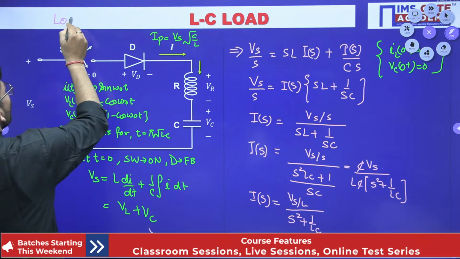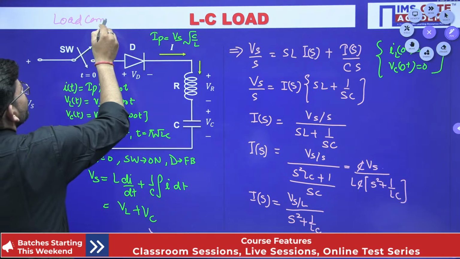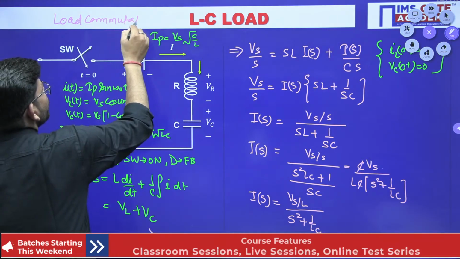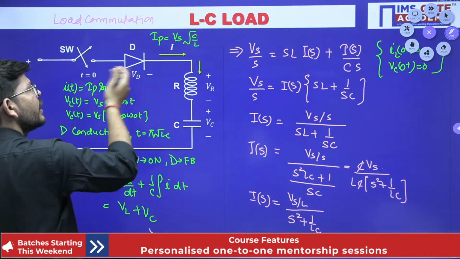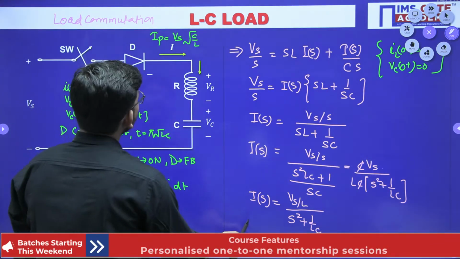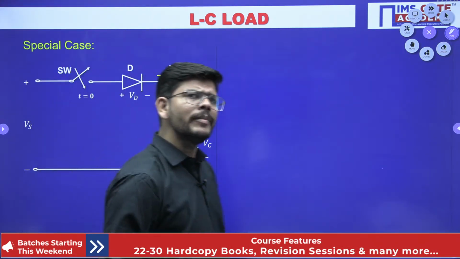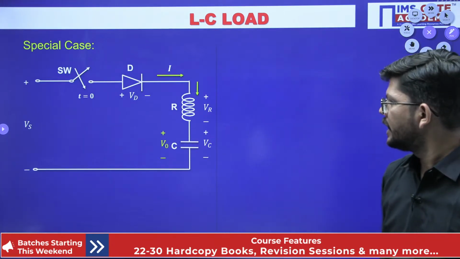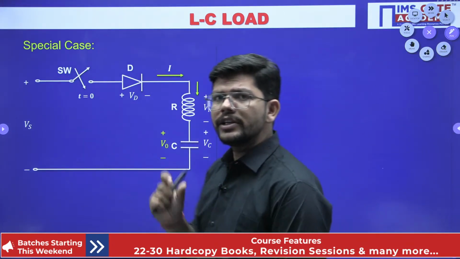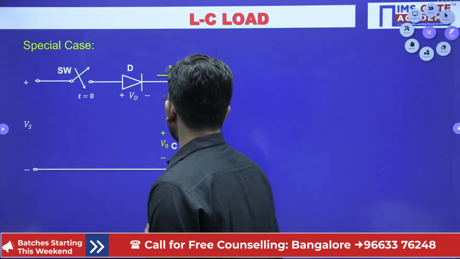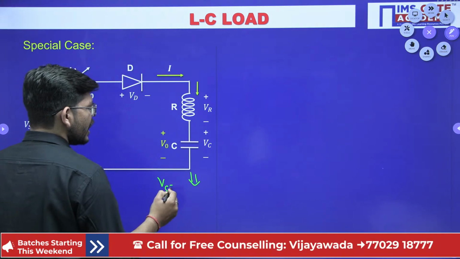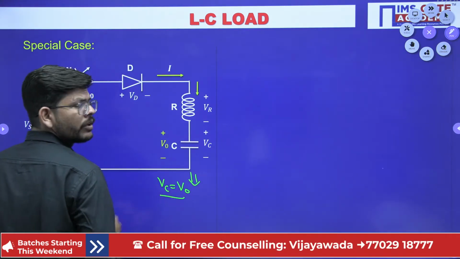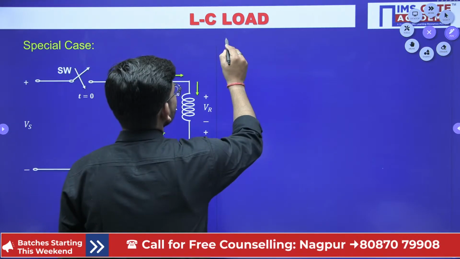We can also call them load commutation circuits, where the load elements are supporting us in turning off the switch as well, isn't it? Now let me consider one special case. Initially we assumed there is no initial voltage across the capacitor. Now in this circuit, let us consider that the capacitor is having a voltage Vc equal to V0, isn't it? There might be two cases possible.